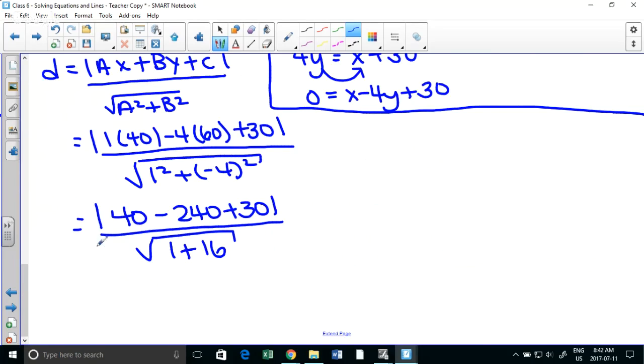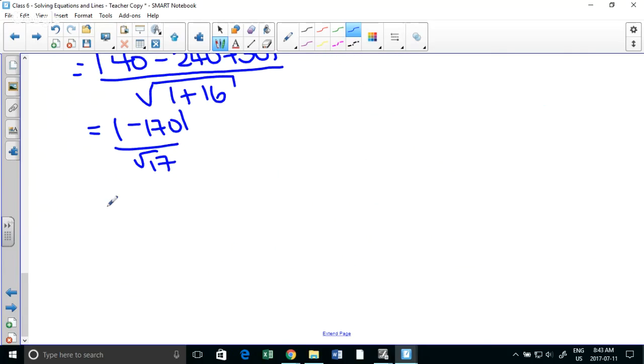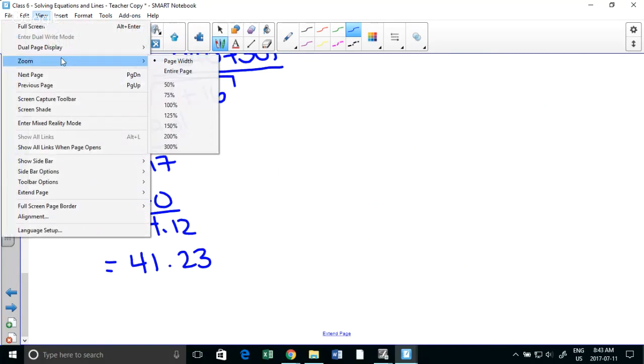I see your question. I'll answer in a second, okay? So we get -170 divided by the root of 17. This becomes 170. The root of 17 is 4.12, and then I do my division, and I get 41.23.